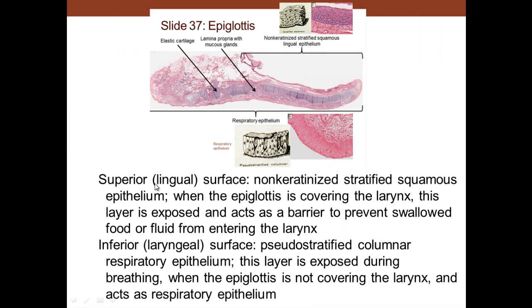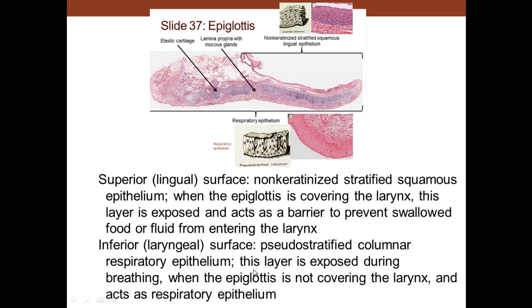Now, on the superior surface, you have non-keratinized stratified squamous epithelium. When the epiglottis is closing the larynx, this layer is exposed and acts as a barrier to prevent swallowed food from entering the larynx. The inferior one is the respiratory epithelium.